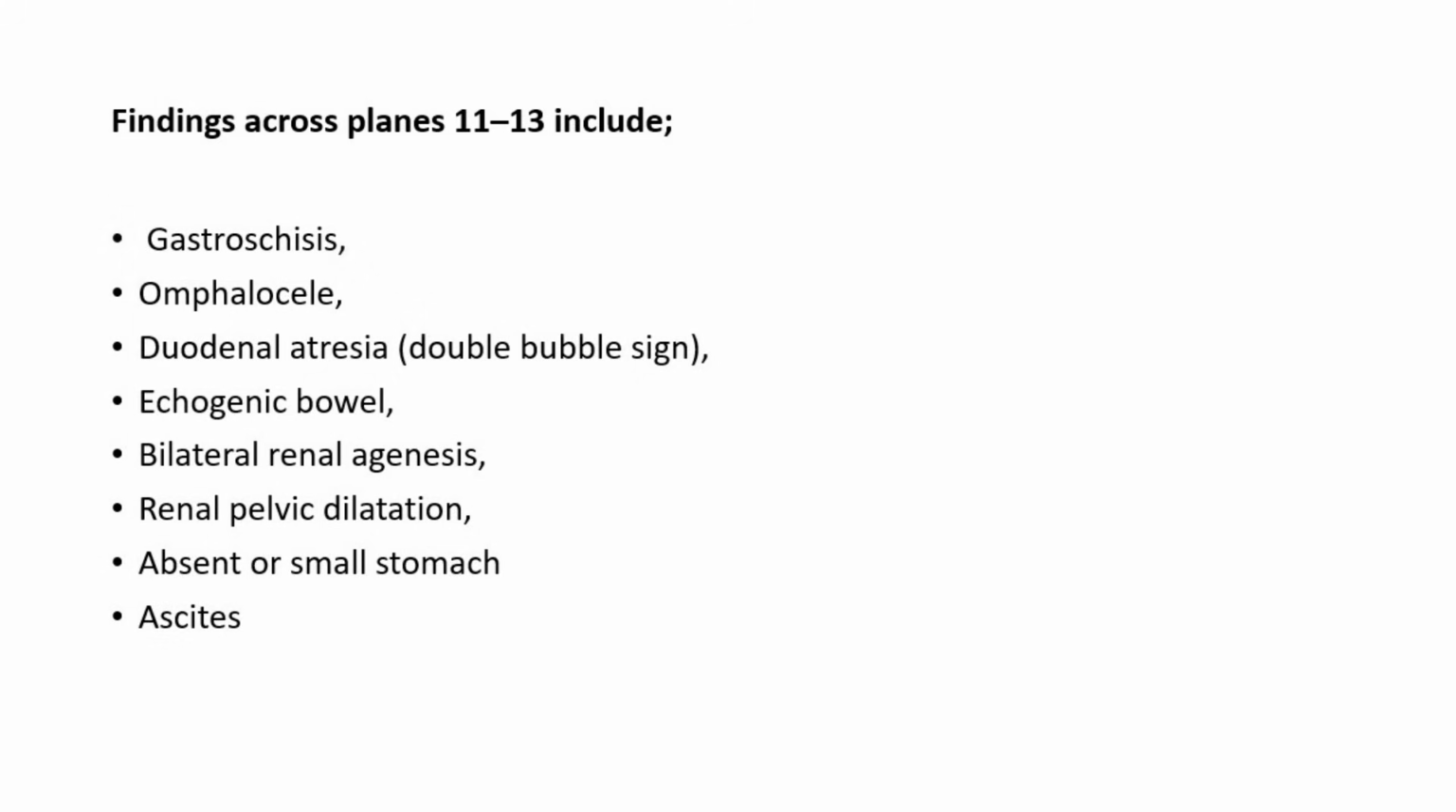Findings across planes 11 to 13 include gastroschisis, omphalocele, duodenal atresia, double bubble sign, echogenic bowel, bilateral renal agenesis, renal pelvic dilatation, absent or small stomach, and ascites.